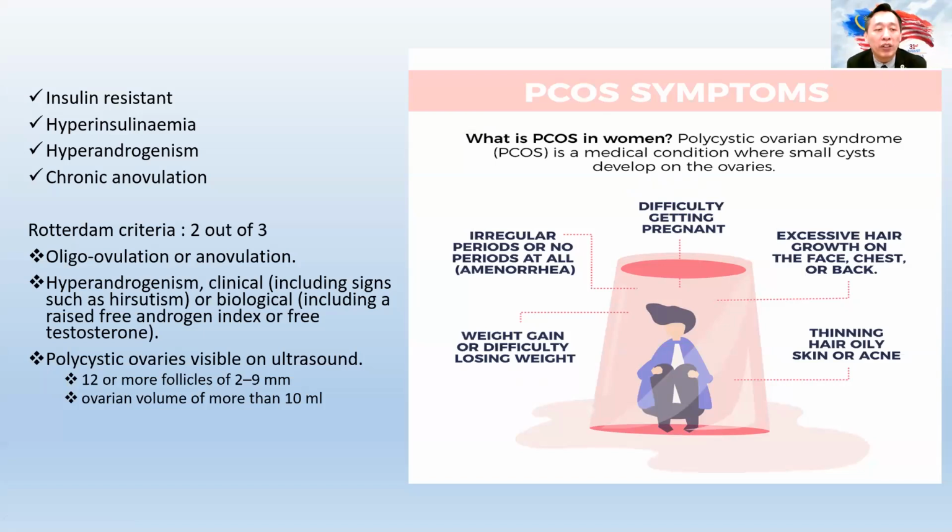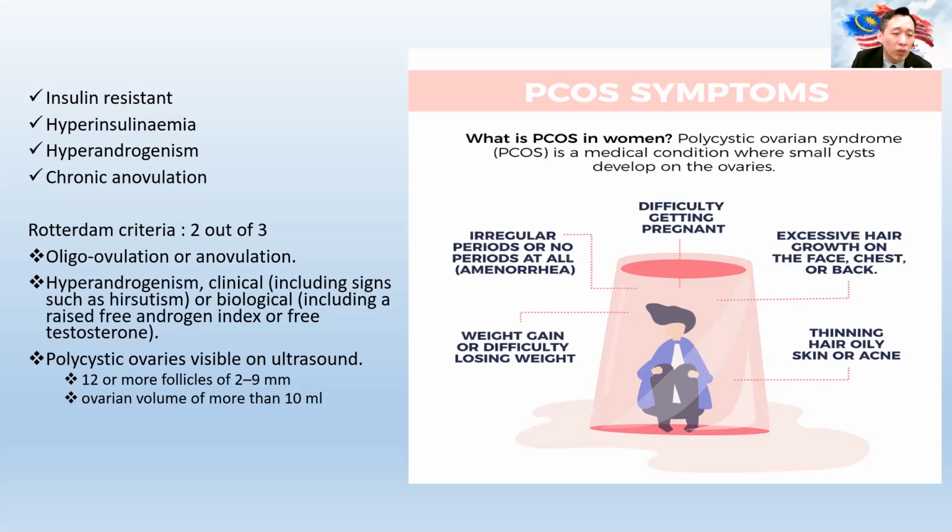According to the Rotterdam criteria, you need 2 out of 3 to diagnose polycystic ovarian syndrome: oligo-ovulation or anovulation, and hyperandrogenism, either clinical or biological. Clinically, you look for hirsutism and acne, and biologically, you look for the free androgen index and testosterone level.